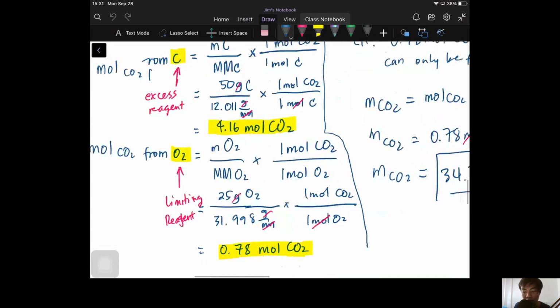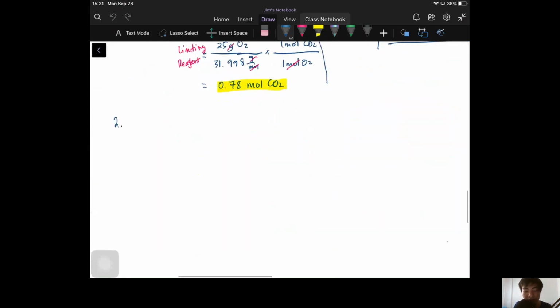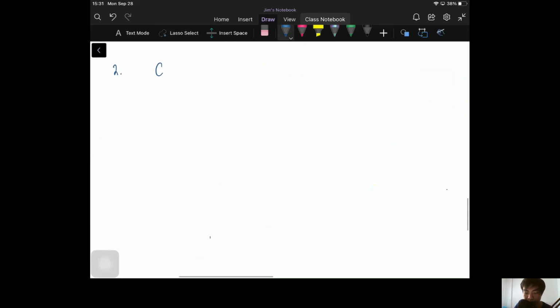Okay, so let me just copy the equation. Okay, so this is our equation. We have carbon reacting with hydrogen gas to produce methane. Question, is the reaction balanced? Hindi, no. We have one carbon here, two carbon there, two hydrogens here, four hydrogens there. So to balance that, lagyan mo lang ng 2 yung hydrogen gas.